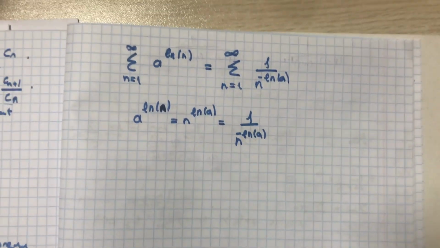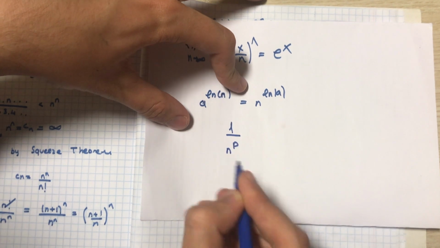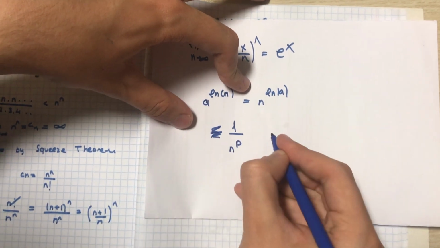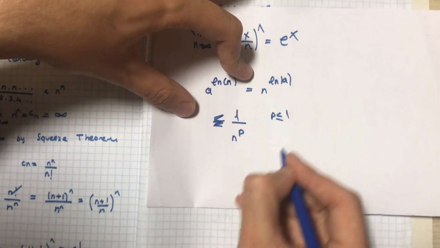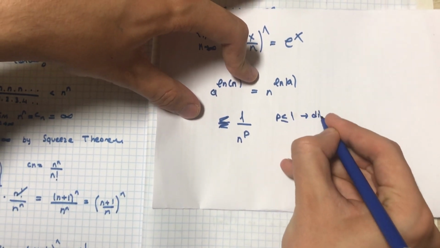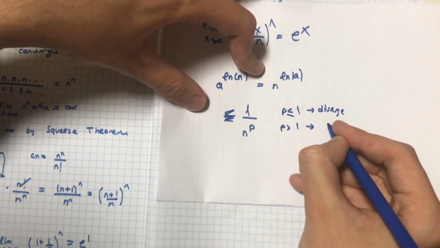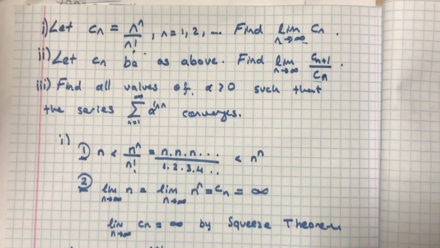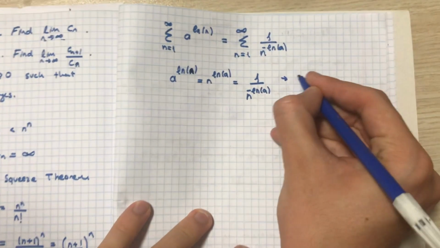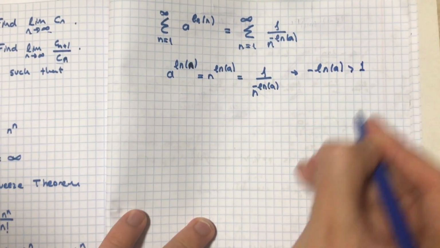So we also know the p-series, which says that if p is lower than or equal to 1, the series diverges. If it is more than 1, it converges. So the question asks for a and the convergence. So we are going to go for this equation.